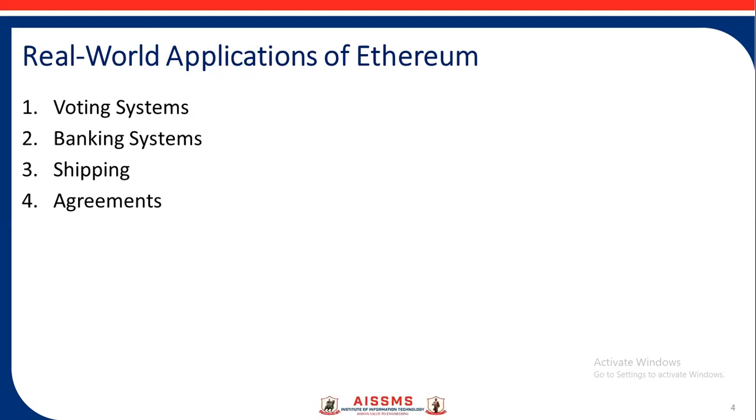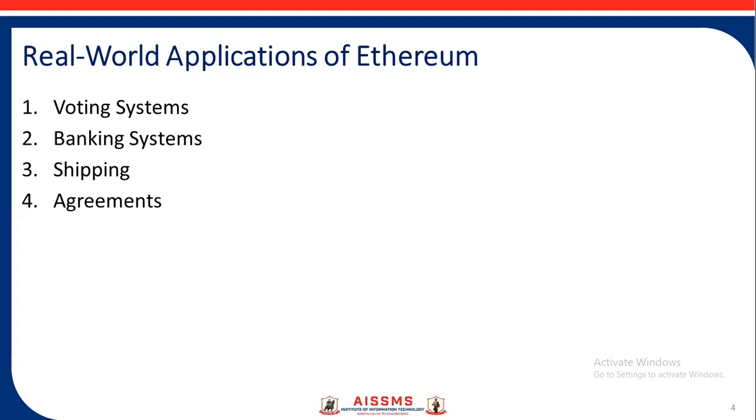Next is shipping. Deploying Ethereum in shipping helps with the tracking of cargo and prevents goods from being misplaced or counterfeited. Ethereum provides the provenance and tracking framework for any asset required in a typical supply chain.